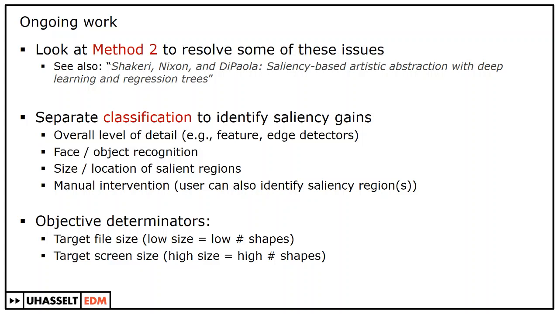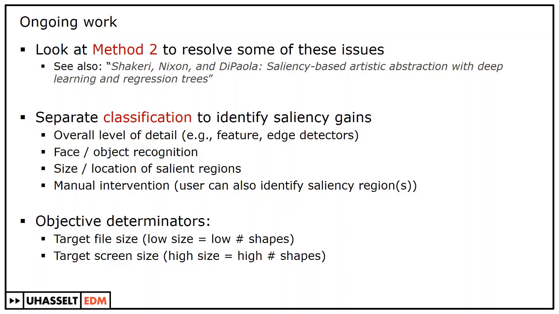We are also looking into doing more high-level classifications. So for example, looking if the image has a lot of detail, if the image contains faces, for example, to then drive our parameters in one way or the other. You can also maybe envision using some manual intervention from users themselves. We could also do this more objectively. Let's say we have a maximum file size or a screen size in mind that we should keep, and we can tweak the parameters based on that.